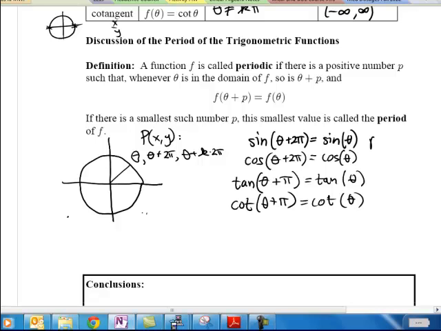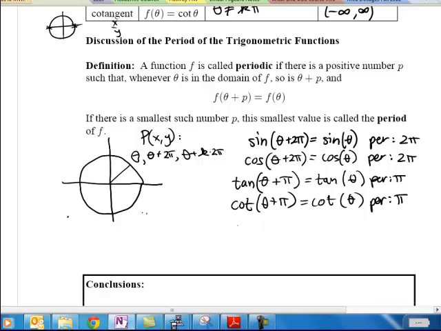So here we say the period for this function is 2 pi. Here the period is also 2 pi. Here the period is pi because they start to recycle faster. And then the secant and cosecant are reciprocals of the cosine and sine. So if one function has period 2 pi, its reciprocal would also have the same period.